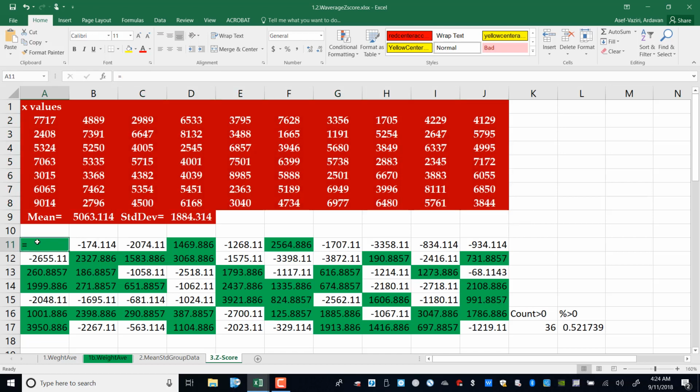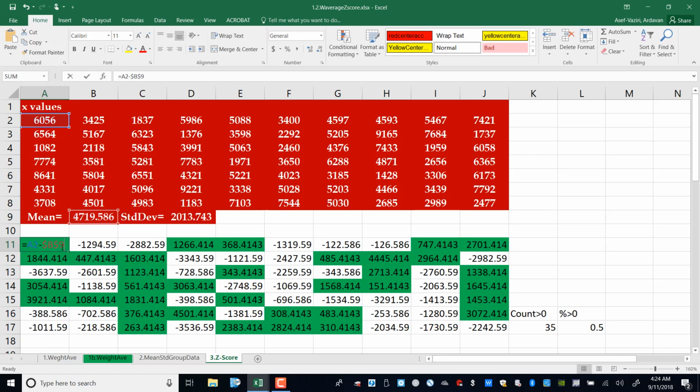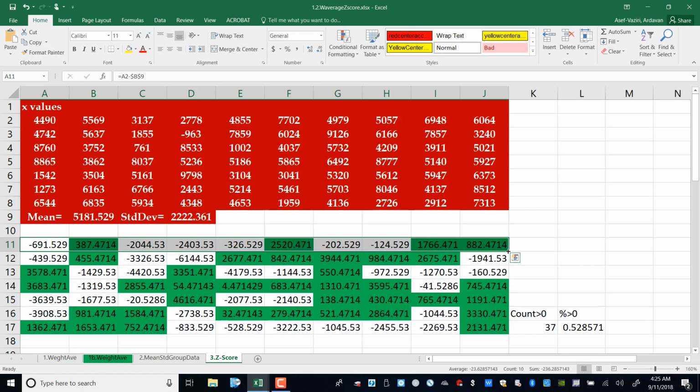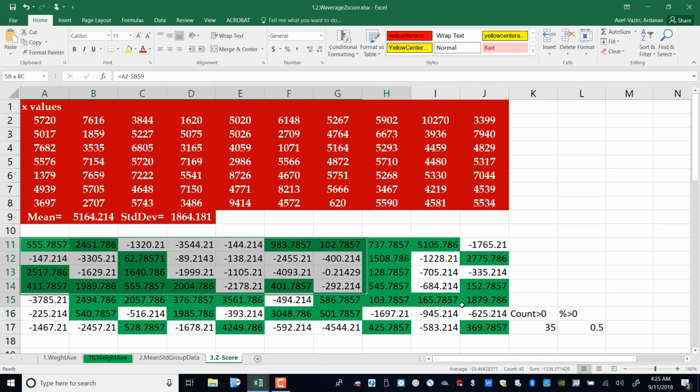So I come here in this cell, I type equal to this number minus its average, and because I'm going to copy to the right and copy down, I lock it, push F4, and it is locked. The difference between that number and average is positive, and that means the number is greater than average. Copy to the right, copy to the bottom.